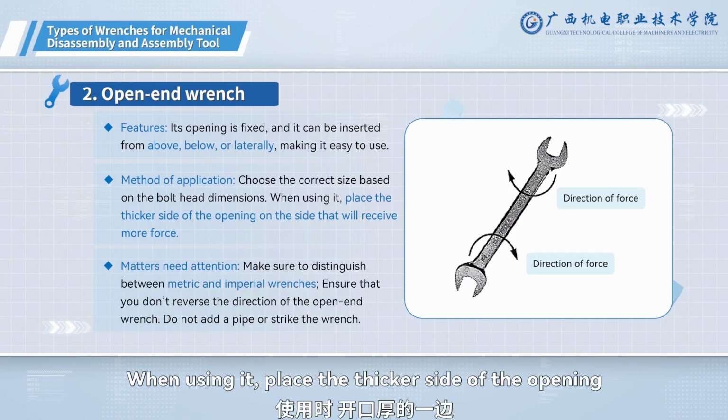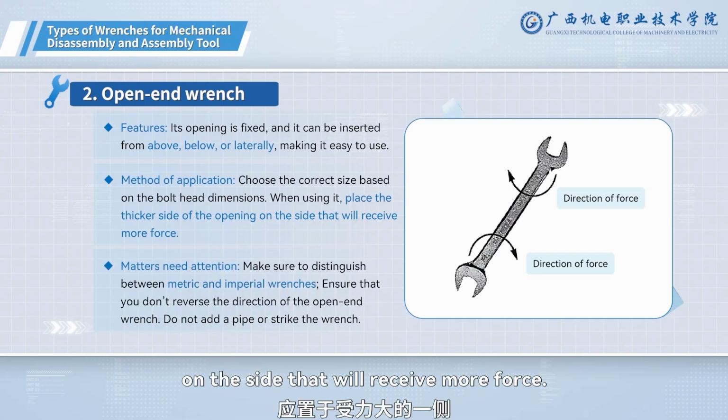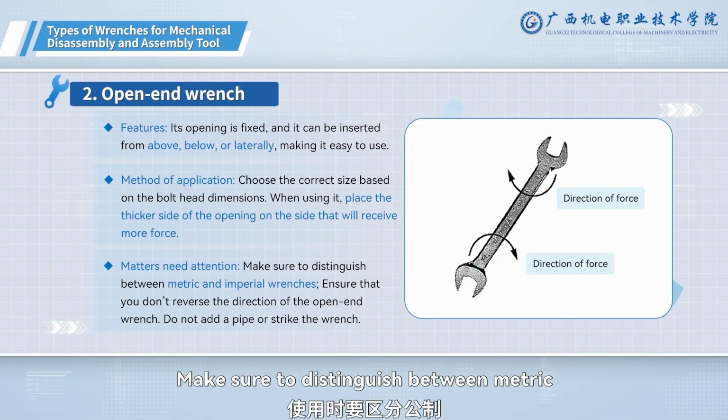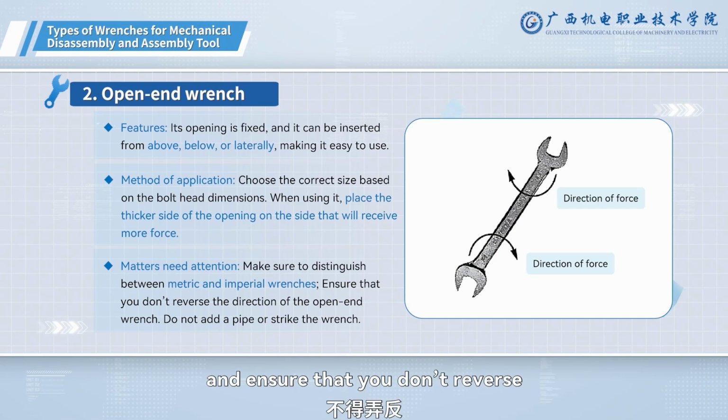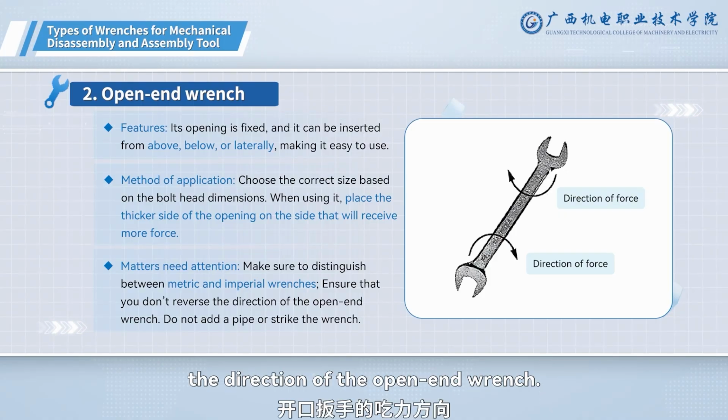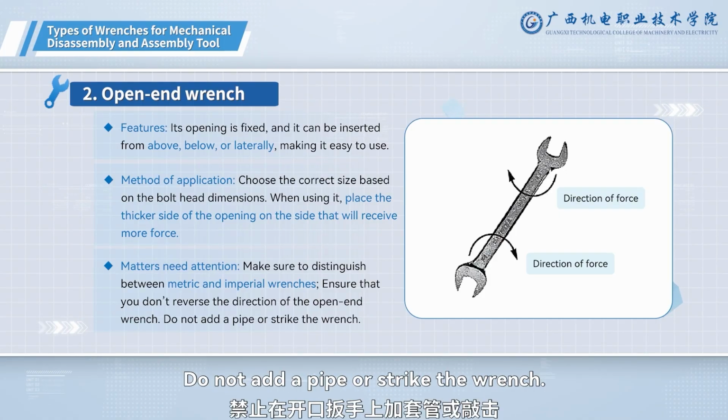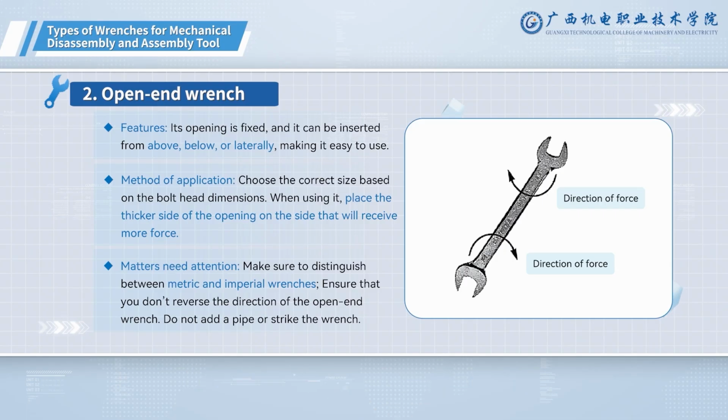When using it, place the thicker side of the opening on the side that will receive more force. Make sure to distinguish between metric and imperial wrenches. Do not mix them. Choose the right size and ensure that you don't reverse the direction of the open-end wrench. Do not add a pipe or strike the wrench.